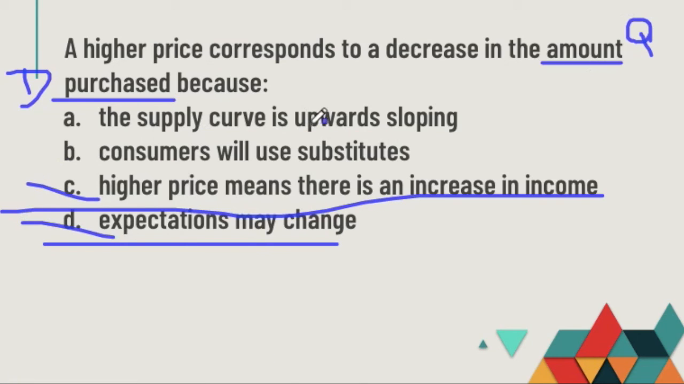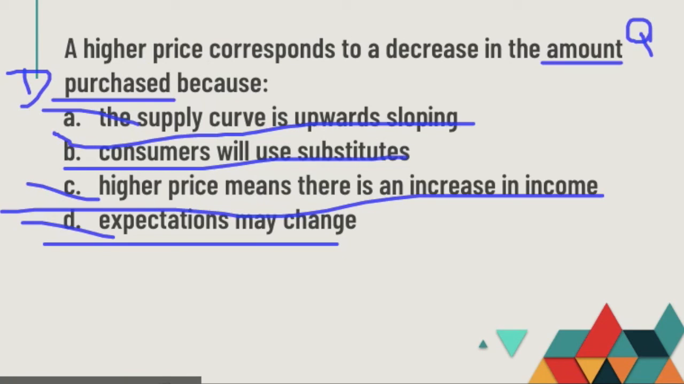The supply curve is upward sloping, and consumers will use substitutes. Now, A is also out because with purchase, we're referring to demand. So that is also out. So the answer we have left is consumers will use substitutes. And that makes sense because if we have substitutes for a good, then if the price of one good increases, we can easily switch to that substitute. So for this question, the answer would be B.